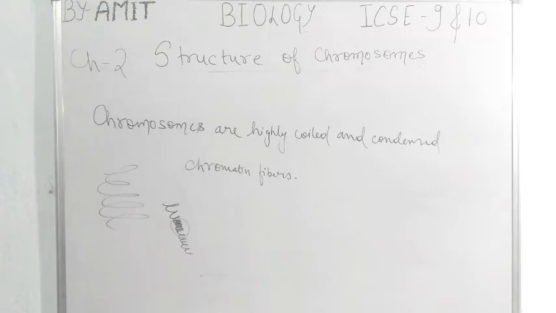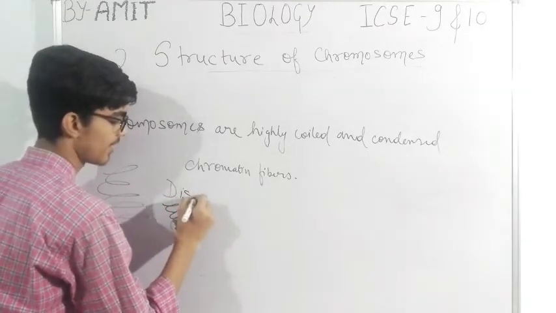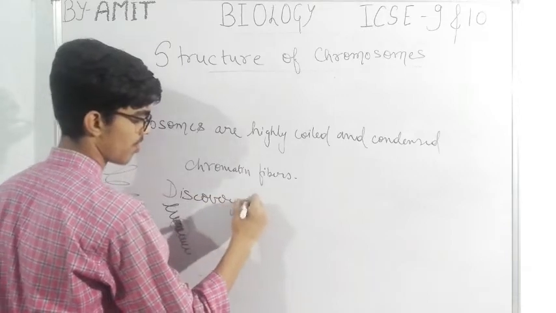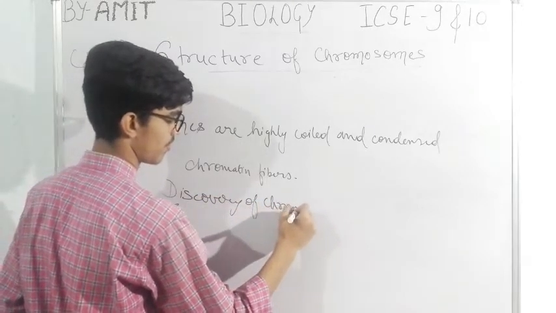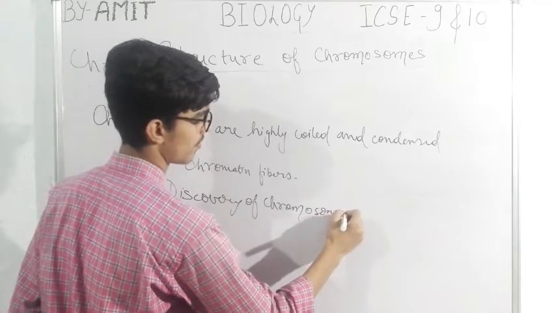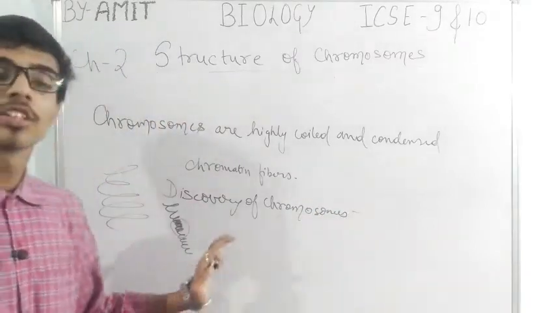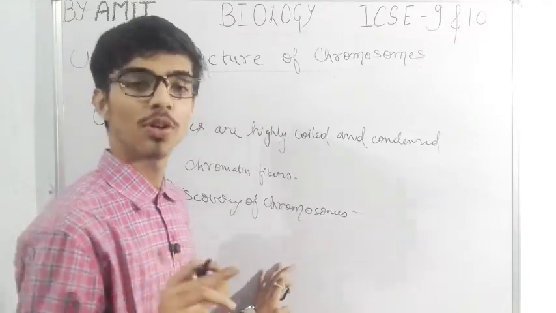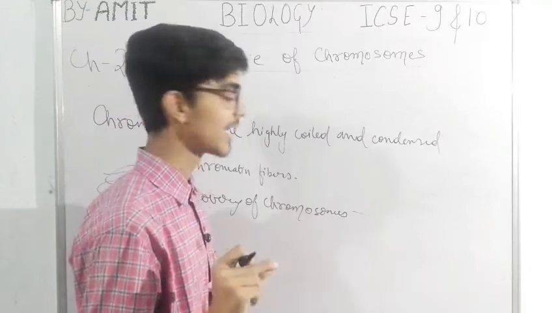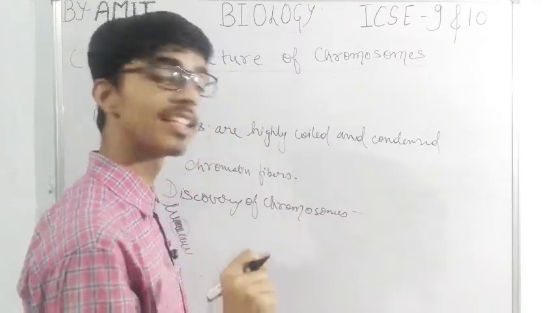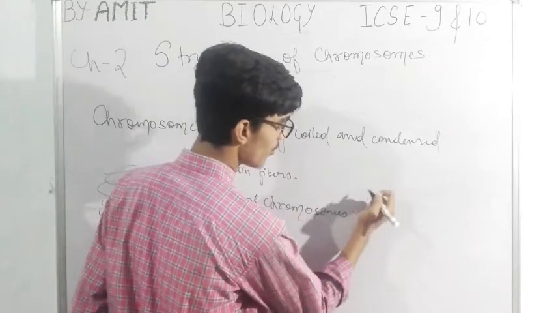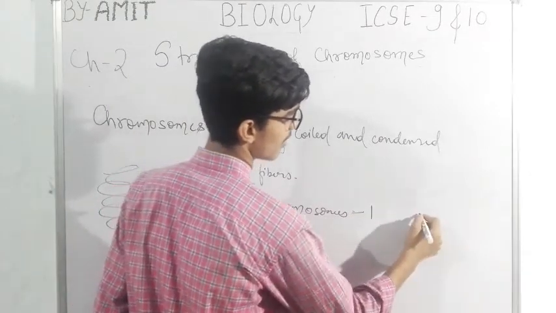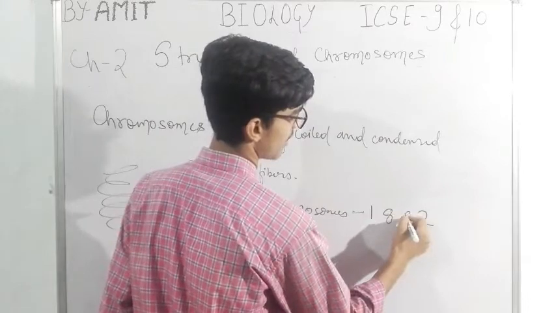So discovery of chromosomes. Discovery of chromosomes is very easy to remember. We just have to keep in mind the digit 8. So first we'll write 1, 2, and we'll write 8, 8.